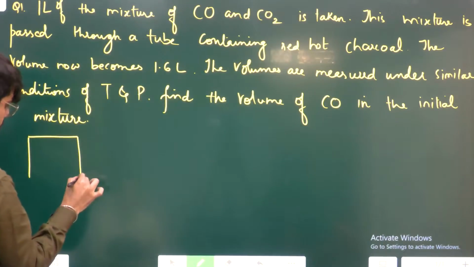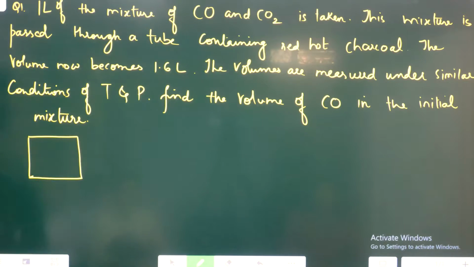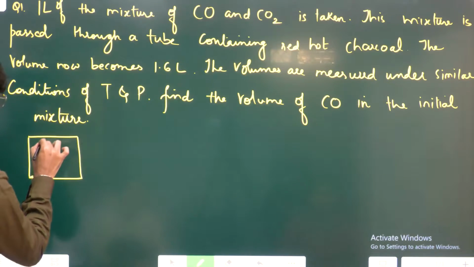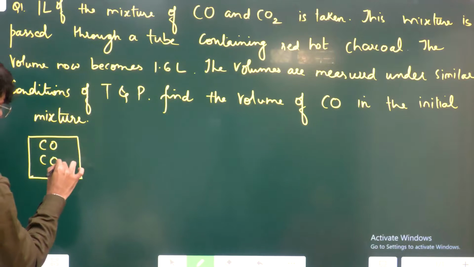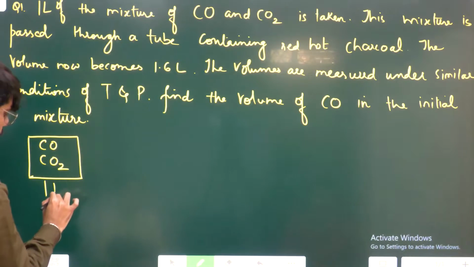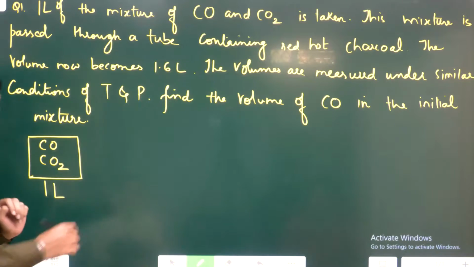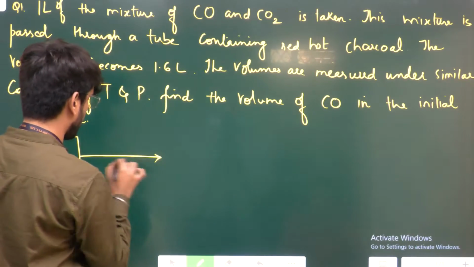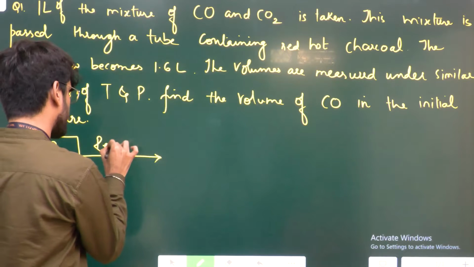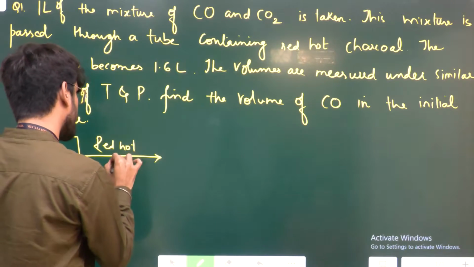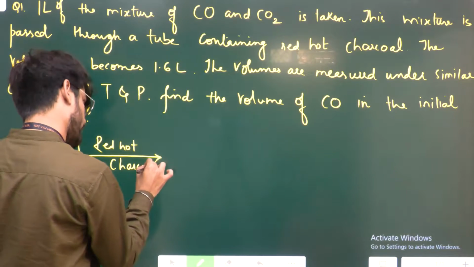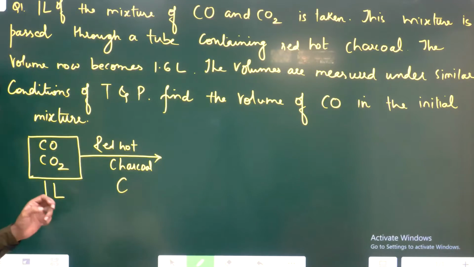So we have a mixture of carbon monoxide and carbon dioxide. The volume of this is 1 liter. This mixture is passed through a tube containing red hot charcoal. What is charcoal? Carbon. So basically I am talking about the reduction with carbon.